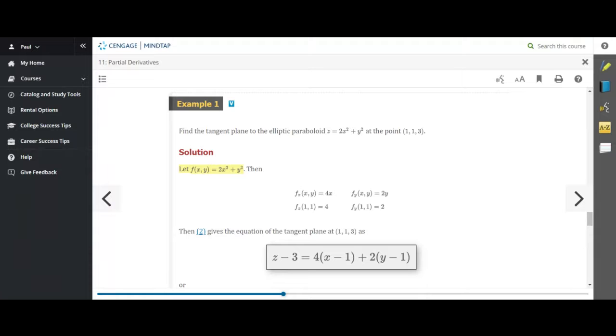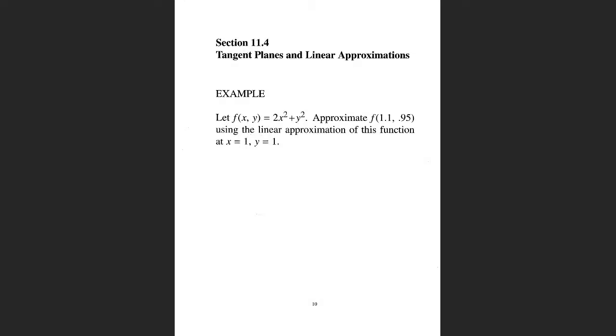Okay. One moment here. One moment. Okay, now let's go ahead and look at an example here. Okay, take a moment to copy the example down.